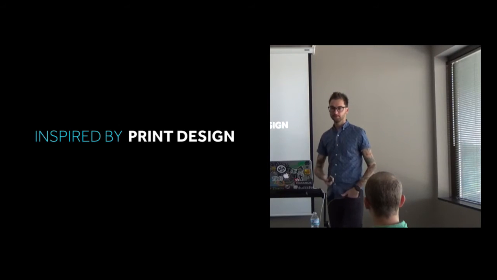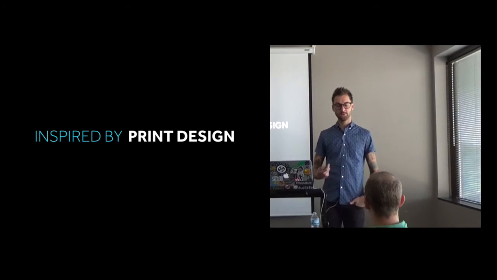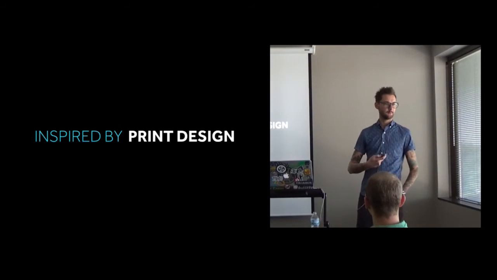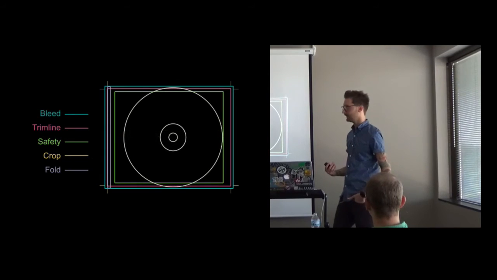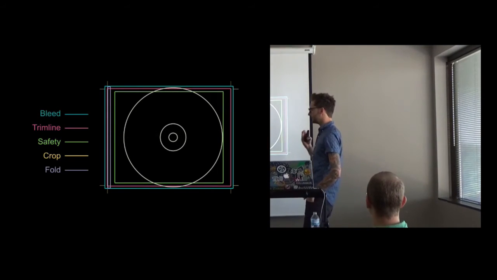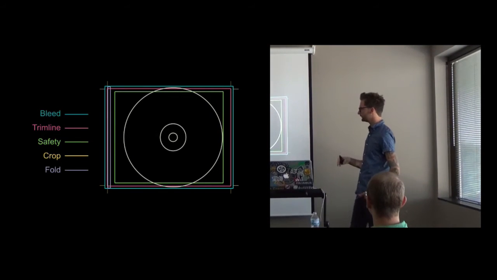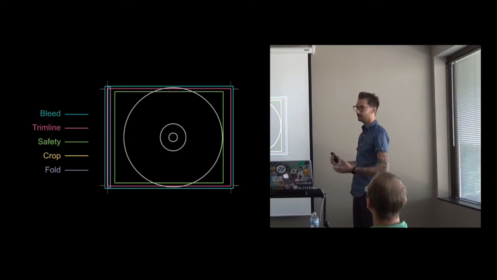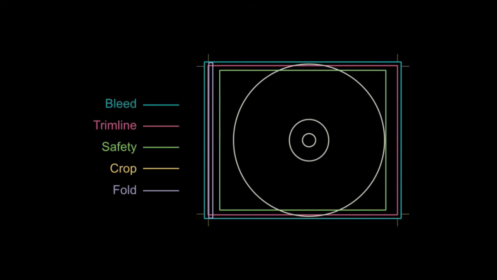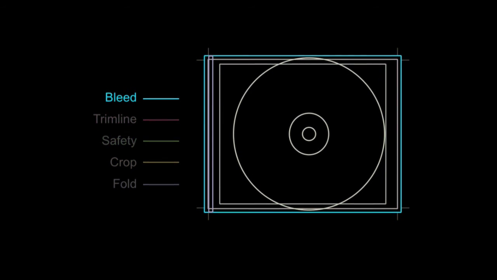So as I said, this was inspired by print design. In print design, there's four main pieces when designing for packaging that every designer kind of uses, but there's also a fifth one that comes into play. So these are the bleed, the trim line, the safety, the crop, and the fold. On the right here is an example of a CD insert, so how the CD would be designed. It's layered back, so I'll try to not make it too complex here. So the first one is the bleed.